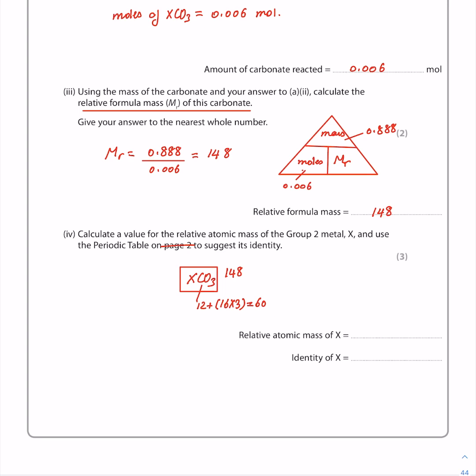يبقى هنا ال relative atomic mass of element X is equal to 148 minus 60. 148 minus 60 give you كام؟ give you 88. يبقى كده ال relative atomic mass of element X is equal to 88. نفتح ال periodic table هنلاقي في جروب 2 البريليوم ال relative atomic mass 9 يبقى مش هي. مغنيسيوم relative atomic mass 24 يبقى مش هو. والكالسيوم relative atomic mass 40 يبقى برضو مش هو. والسترونتيوم relative atomic mass 88 يبقى هو الاس ار. يبقى الايدنتي اوف اكس اس ار اللي هو metal strontium.